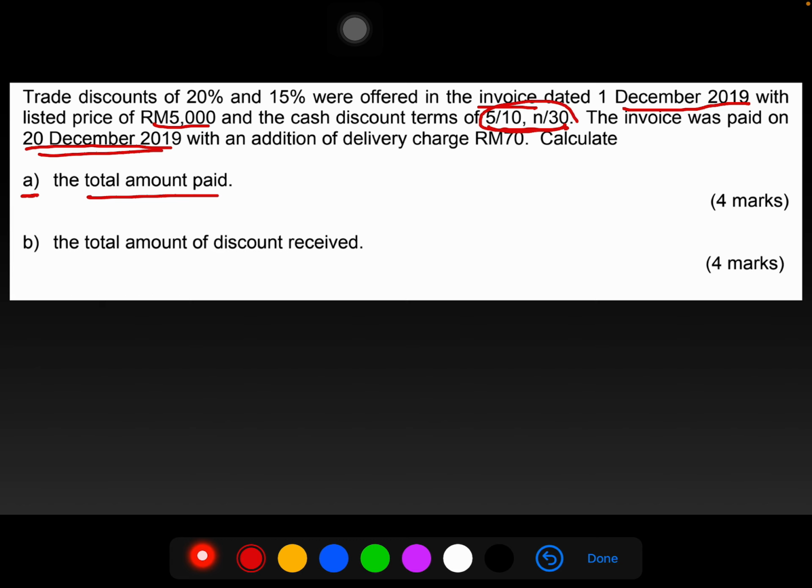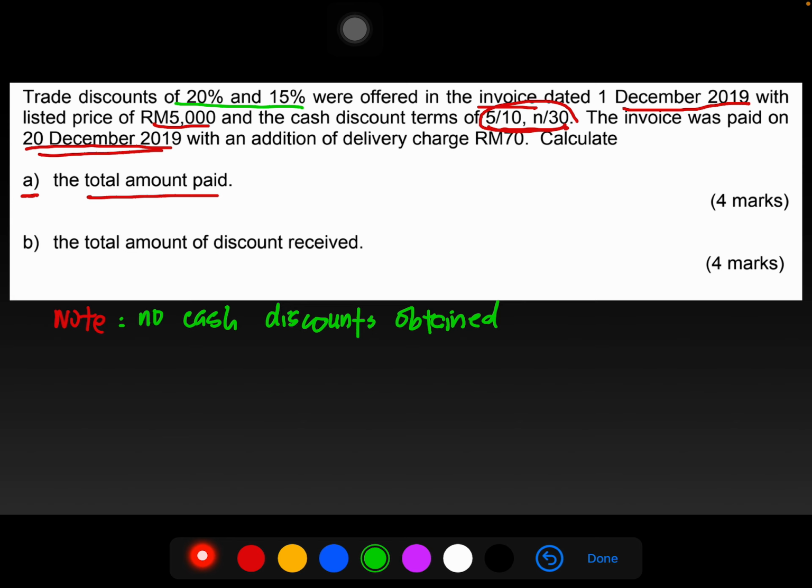Okay. So the 20th December 2019 is not within the first 10 days. Okay. So 20th December is already on day 19. Okay. Means that we can take note that no cash discount is obtained. Okay, so means that we are only going to get the 20% and 15% trade discounts only. All right, so now we need to compute the total amount paid.